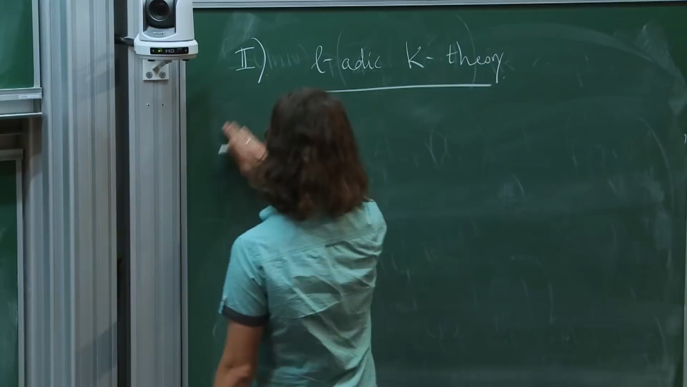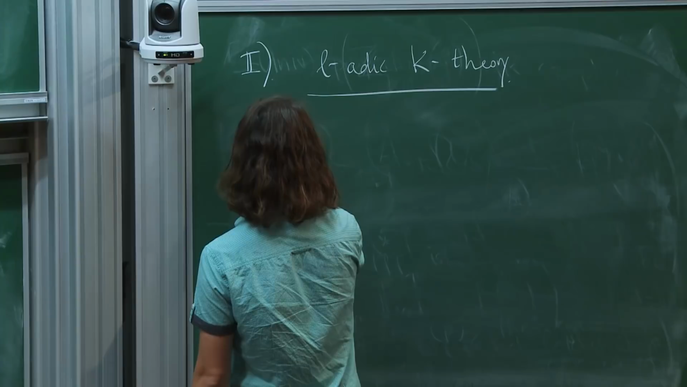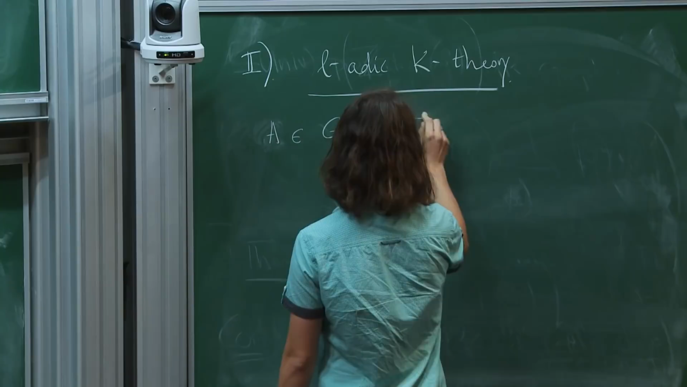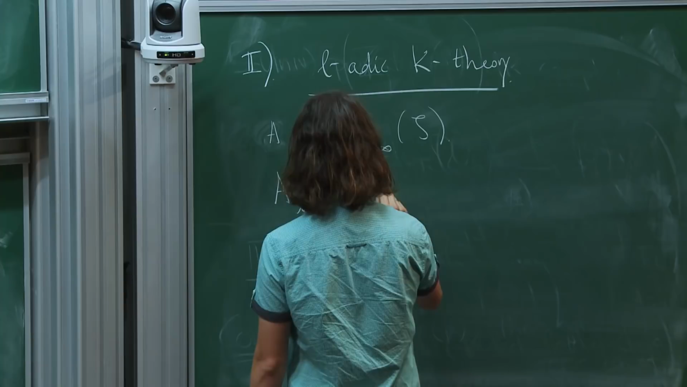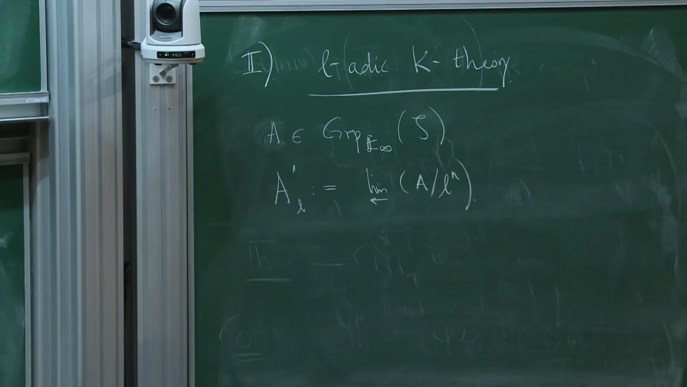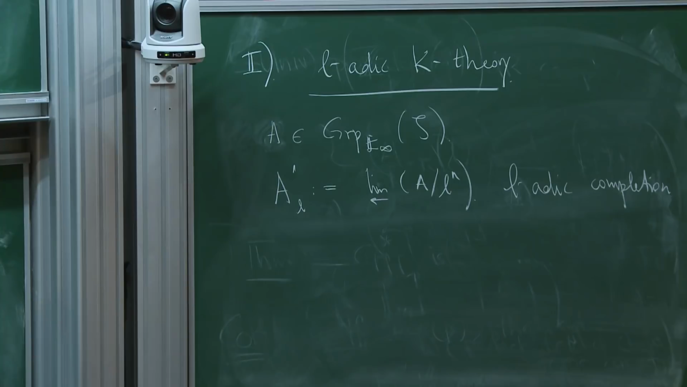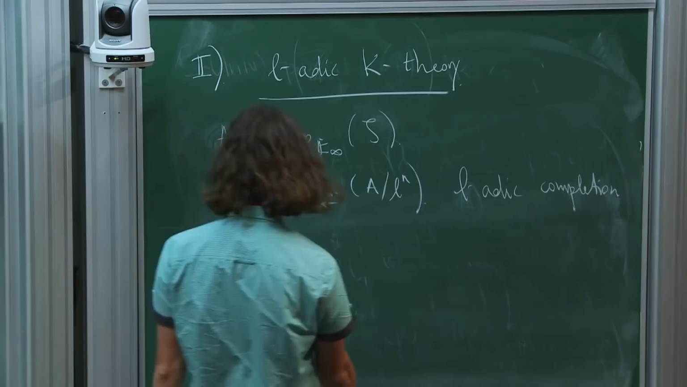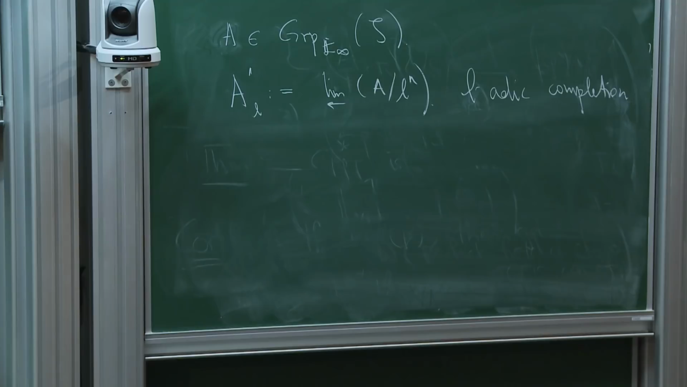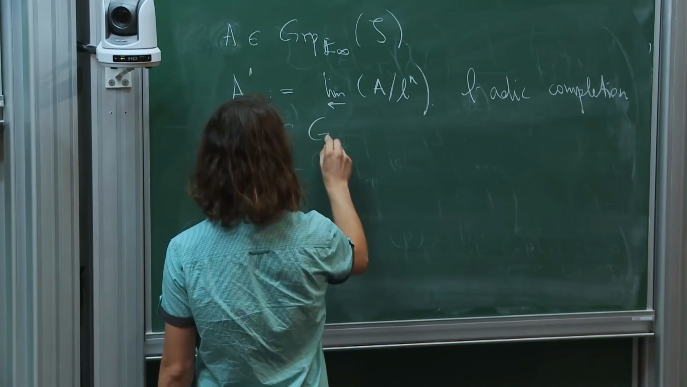So what do I mean by l-adic here? If I have any infinity group in spaces, I can define its l-adic completion as the limit of mod l to the n, all operations taken in the derived sense, as they must be. And so this itself will again be an infinity group of Artin spaces. In particular, it's a space and it has homotopy groups.